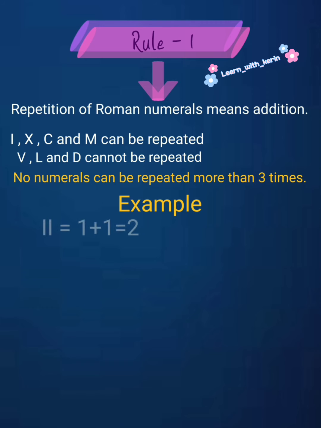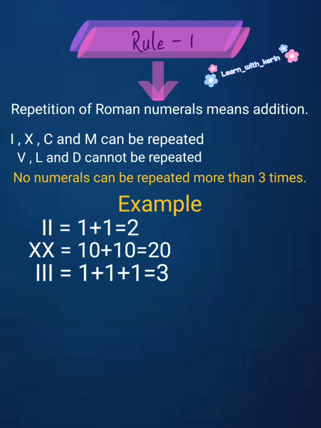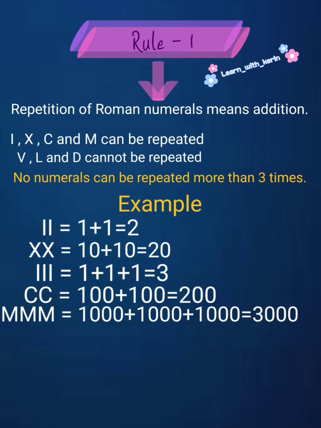For example, II is equal to 1 plus 1, which is equal to 2. XX is equal to 10 plus 10, which is equal to 20. III is equal to 1 plus 1 plus 1, which is equal to 3. CC is equal to 100 plus 100, which is equal to 200. MMM is equal to 1000 plus 1000 plus 1000, which is equal to 3000.